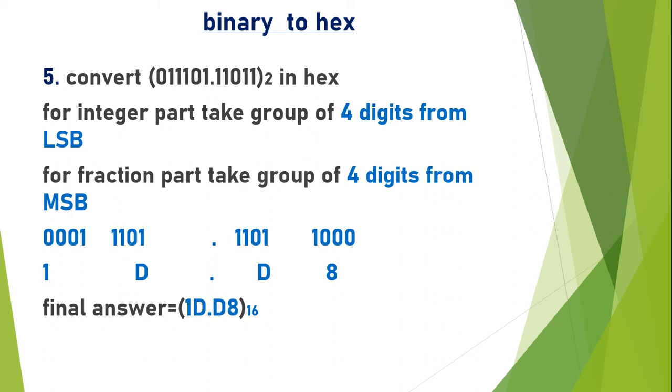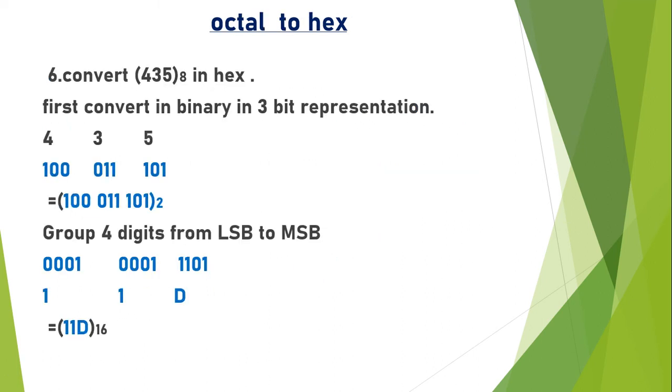So far we have converted binary to hex. Now we are trying to convert octal to hex. First the octal number is converted into binary, and then binary to hex. Each octal digit can be represented by 3 equivalent binary digits. So 4 is equivalent to 100, 3 is equivalent to 011, and 5 is equivalent to 101. Arranging from left to right, we get this binary number. Now convert this binary into hexadecimal.